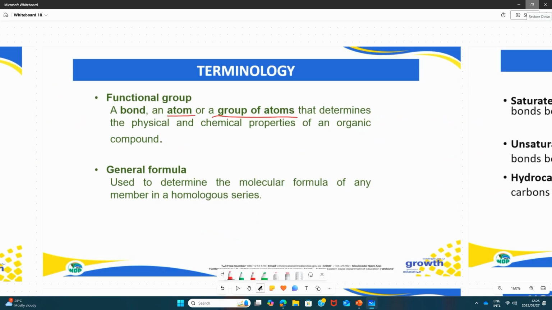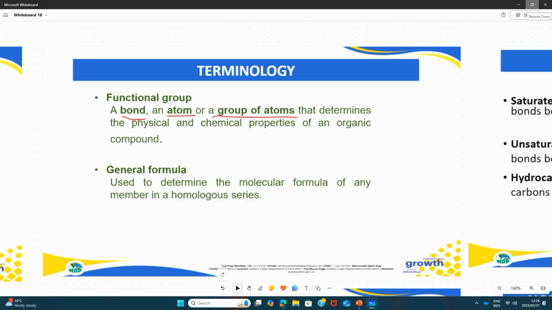So one of the definitions that you need to be able to recall, as I've said, is this one here of a functional group. We say that a functional group is a bond, be it a single bond, double bond, or triple bond, or an atom, be it your halogen, or a group of atoms, your hydroxyl, your carboxyl, that will determine the physical and chemical properties of an organic compound.